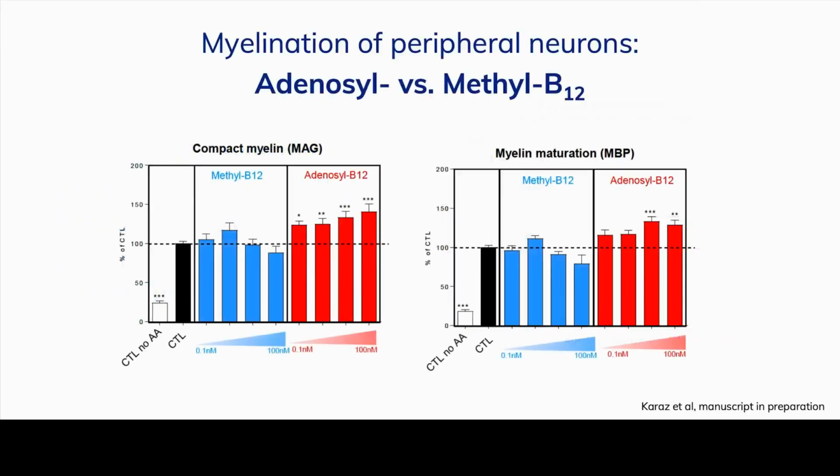As I mentioned earlier, vitamin B12 plays a critical role in the maintenance of neurons, and one of its roles is to support the maintenance of myelin, and that's the insulation around nerve fibers that allows them to conduct impulses at higher speeds. And in this study, adenosylcobalamin was more effective than methylcobalamin in supporting the formation and the maturation of myelin around peripheral motor neurons that were grown in cell culture. So adenosylcobalamin may be preferable if you are trying to support the myelin sheath around peripheral neurons.